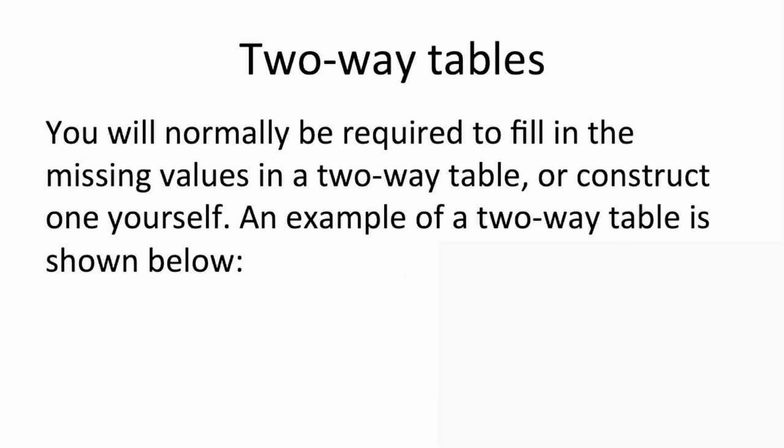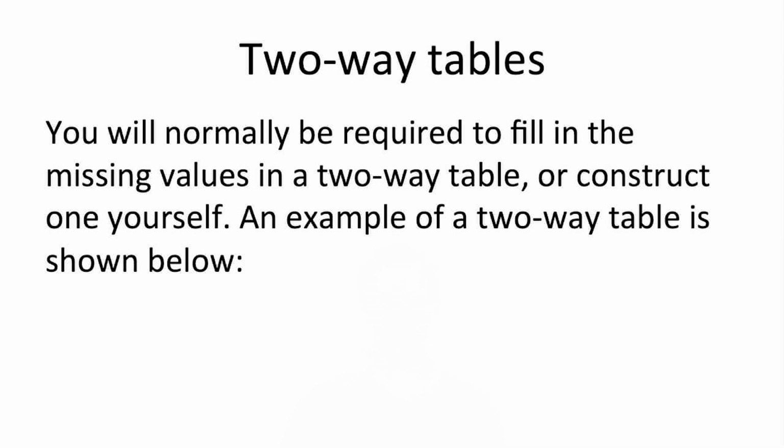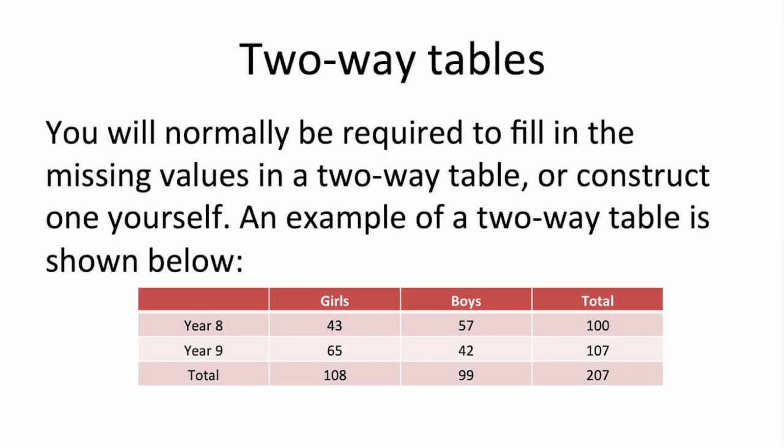Now, when it comes to two-way tables, you're usually going to be required to fill them in, but at higher level, you may also be asked to construct one from scratch, so from the data that they give you within a certain written question. Now, if we look at this two-way table here, it provides us with a great deal of information. It shows us how many Year 8 girls we had, how many Year 8 boys, and the same for Year 9. So it shows us two different characteristics within the same table.